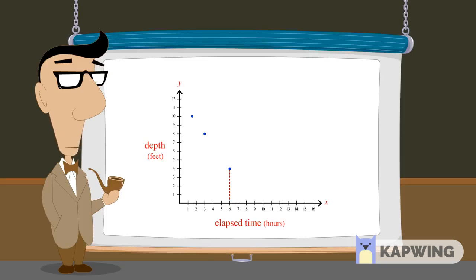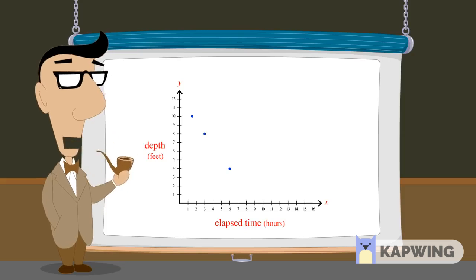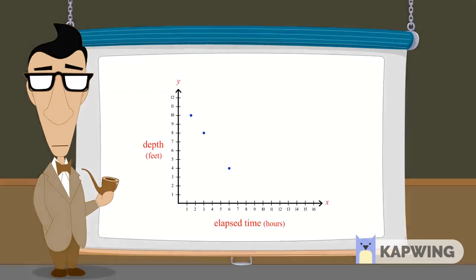The water depth is 4 feet. It looks like these 3 points all fall on a line, so maybe the function we are graphing is linear. We can verify this mathematically by calculating the slopes of the line segments connecting the first and second points and the second and third points. If the slopes of both segments are the same, then all 3 points must lie on the same line.